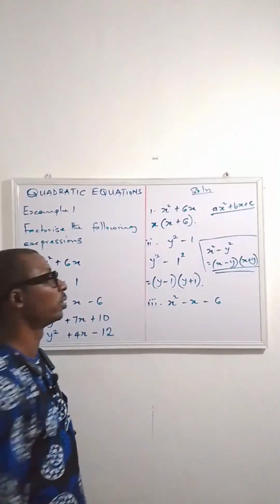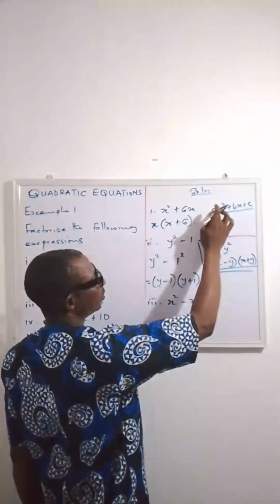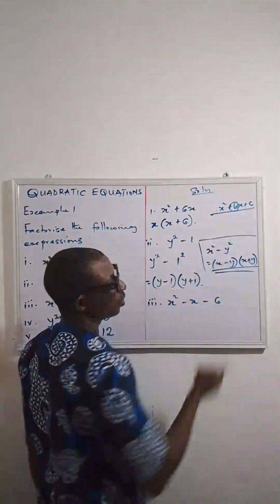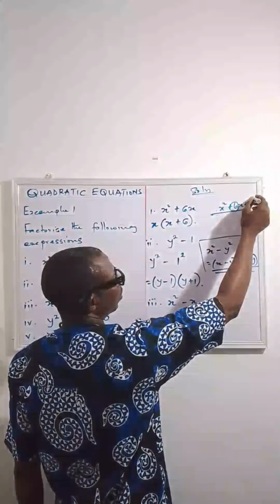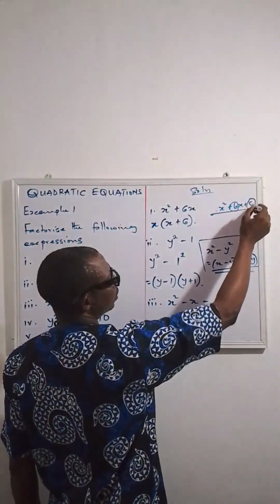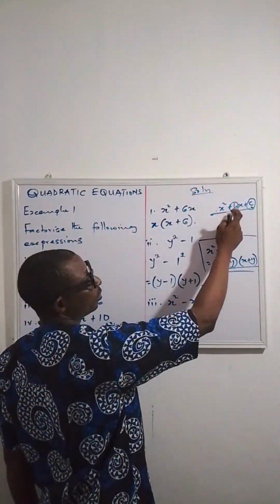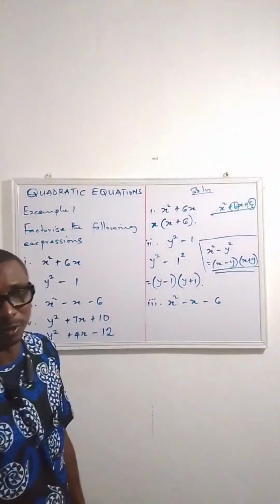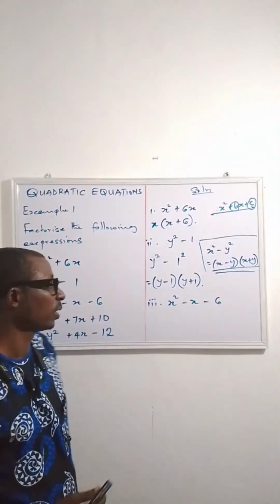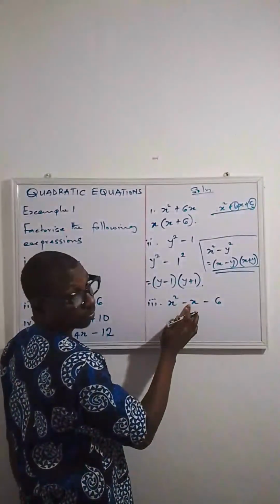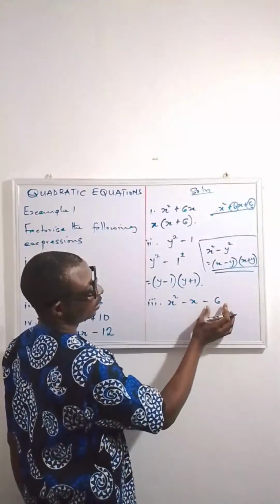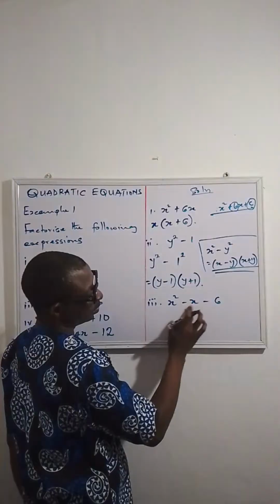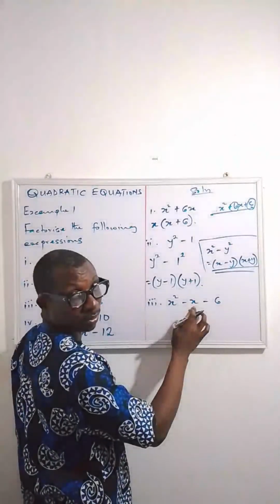So let's assume this a is 1. Now what we have here is going to be the sum of the roots, and this one is going to be the product of the roots. So what do I mean? Now you bring out the coefficient of x. When you look at this minus x, what's the coefficient of minus x?